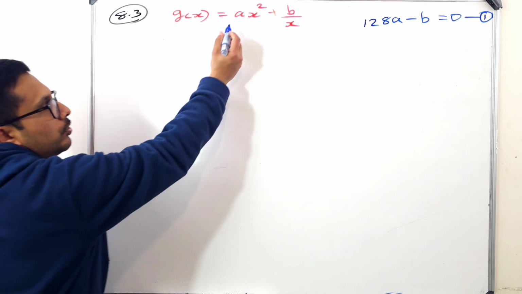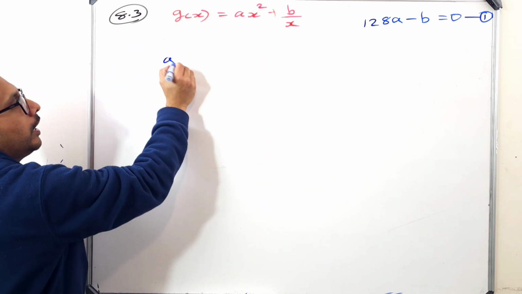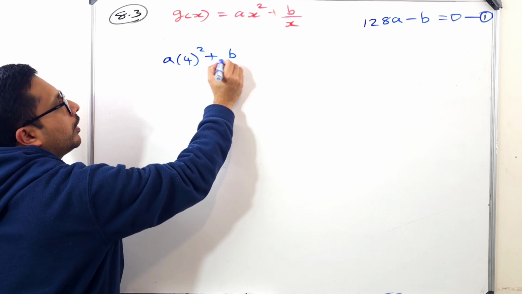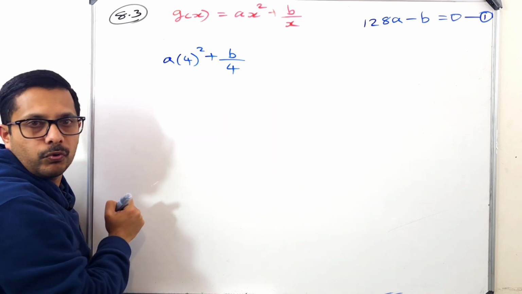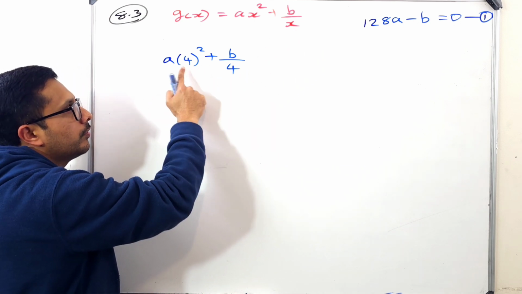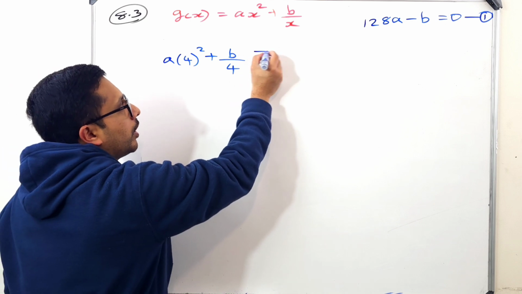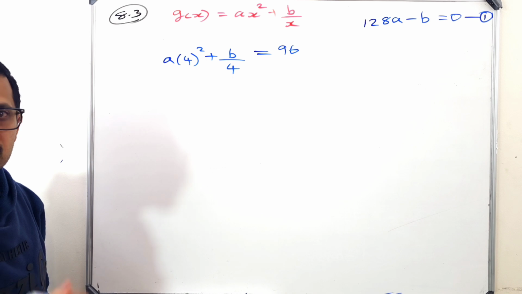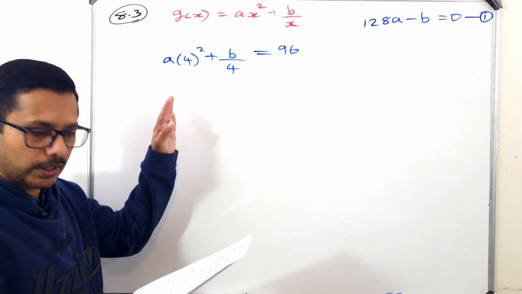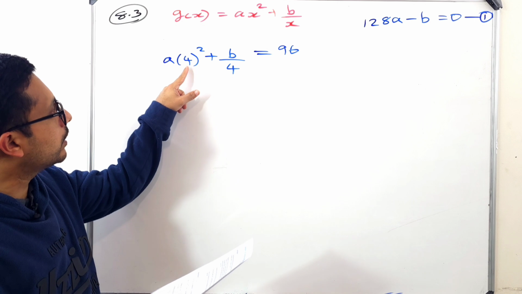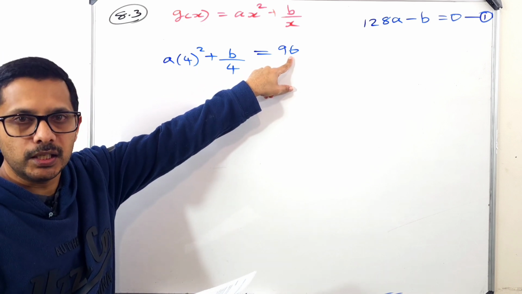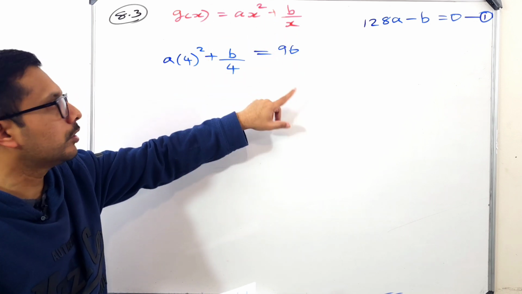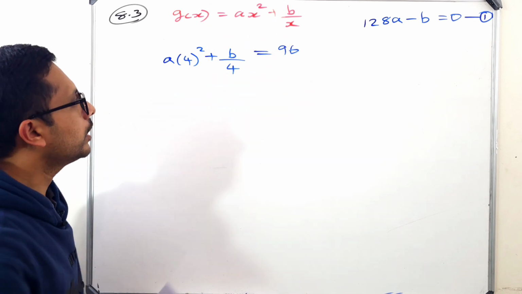So let me substitute the value of x as 4 here directly. a into 4 squared plus b divided by 4, x I substitute as 4. So after I substitute x is equal to 4, what is the function value g of x? They are saying that the value is 96. Read the sentence once more. This is the meaning of that sentence: the function value at x is equal to 4 is 96. That means in this function, when you substitute the value of x as 4, the answer you are going to get is 96. So let's simplify this one.